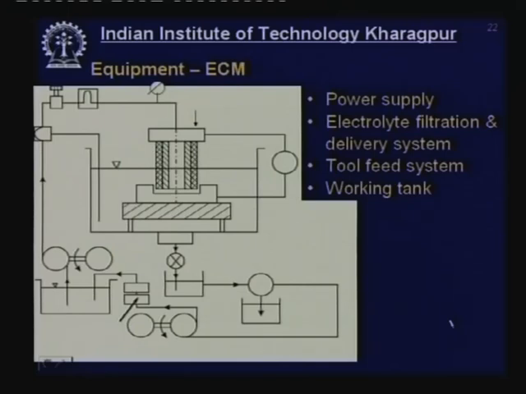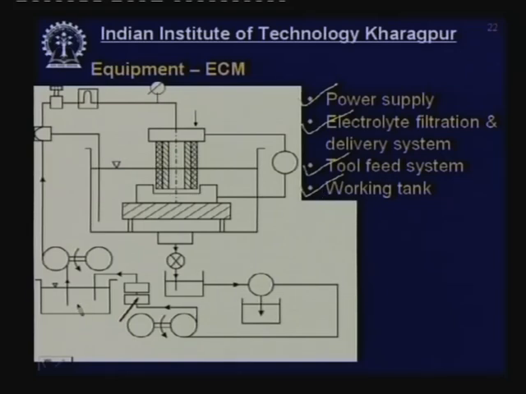Now, let us come to the equipment. What are the modules that are used in electrochemical machining? Typically, we have a power supply, we have an electrolyte filtration and delivery system, we have a tool feed system and a working tank. Now, what are these?